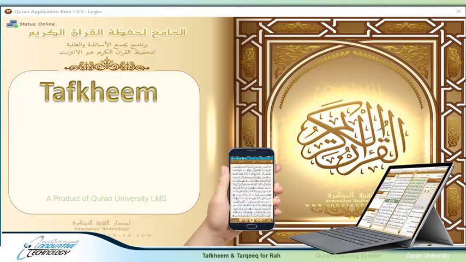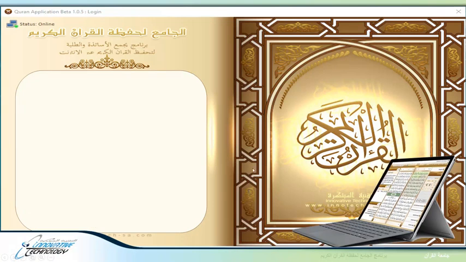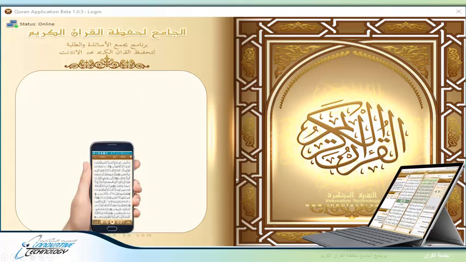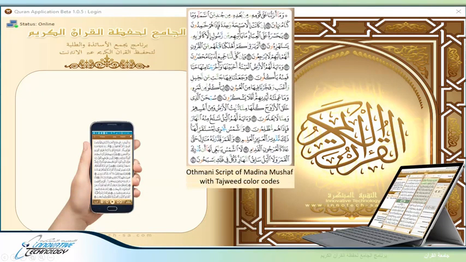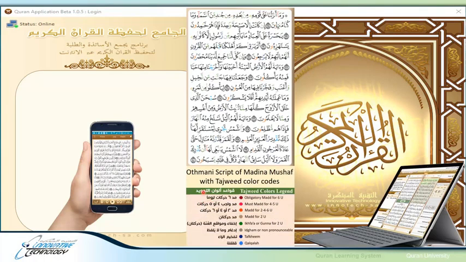Our topic for this lesson is Tafkheem and Tarqeeq for the letter Ra. In our Quran learning management system, whether we're using the desktop version or the mobile version, in both cases, we use the Ottoman script of Medina Mus'haf with Tajweed color codes, which we call the Tajweed color legend, where every Tajweed rule is given a unique color code. The objective of these color codes is to alert us to Tajweed rules while reading the Quran.